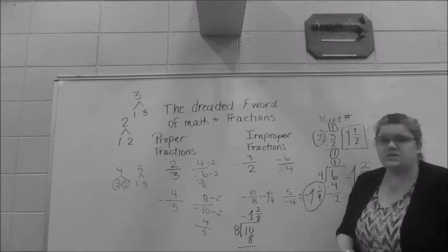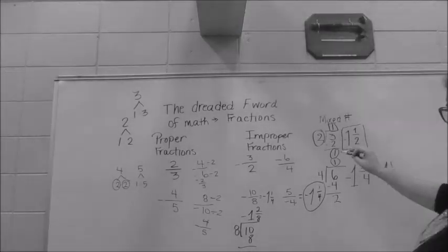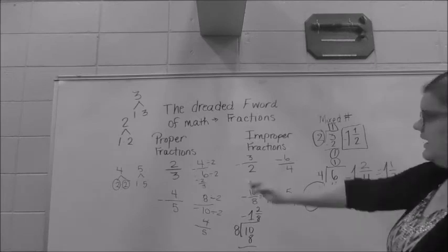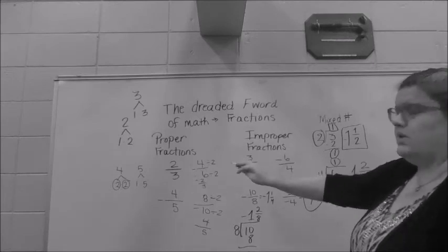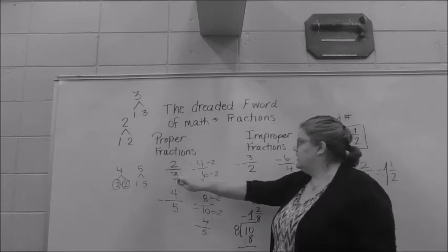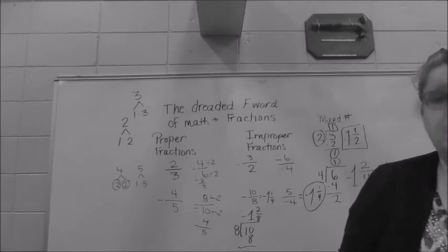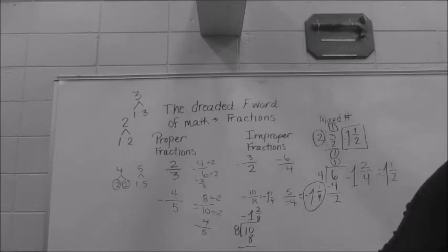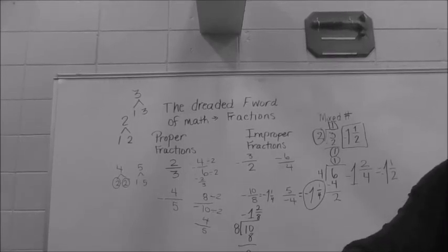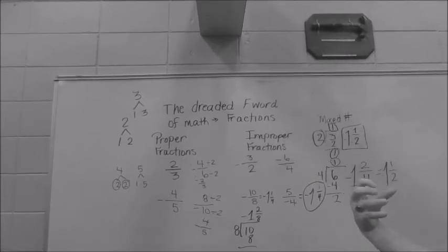So that's just a quick reminder of how to change improper fractions into mixed numbers and how to simplify some proper fractions and just knowing the pieces of a fraction. Numerator, denominator, simplest form just means that you can't divide either of them by any other numbers. I'm going to be right back and I'm going to review how to change mixed numbers back into improper fractions.